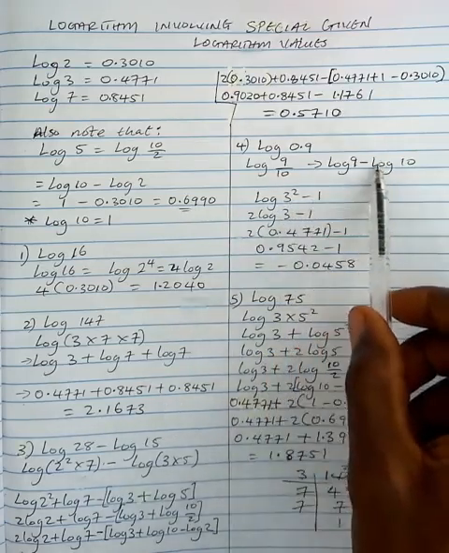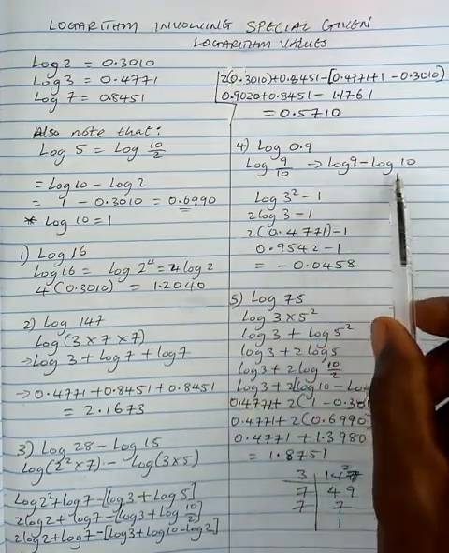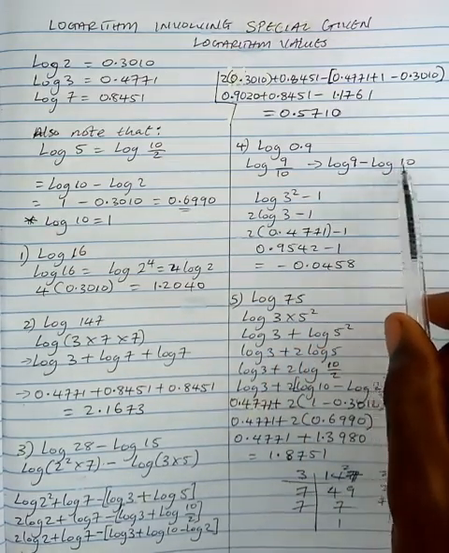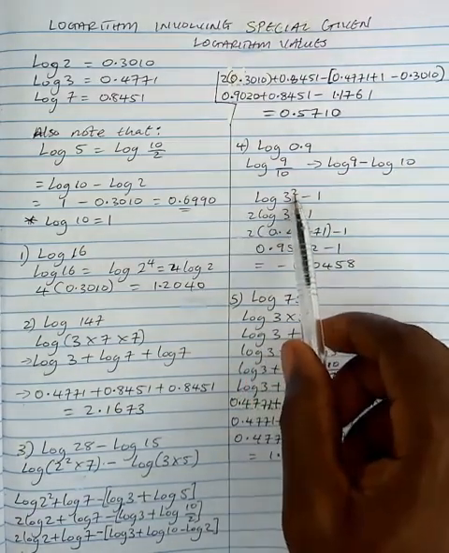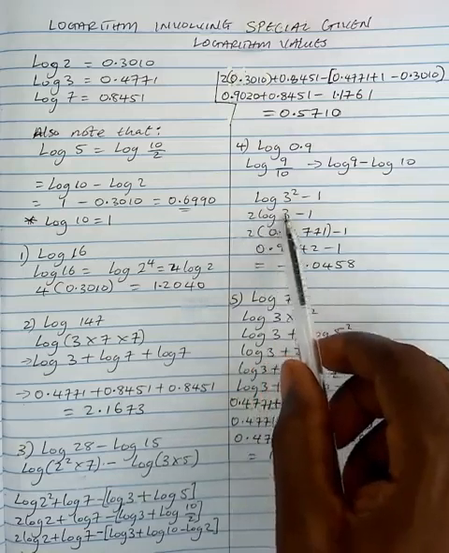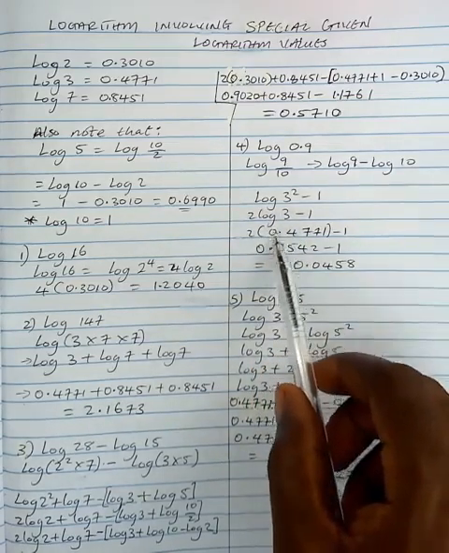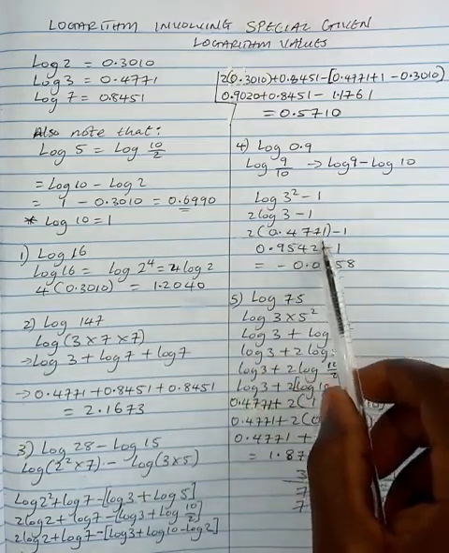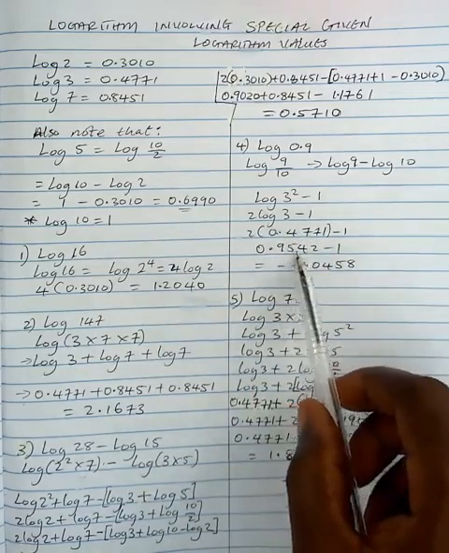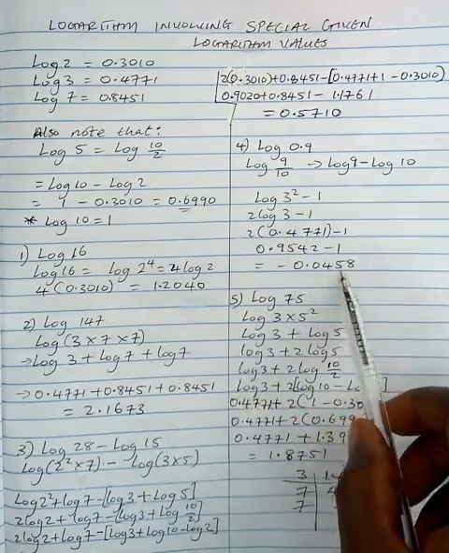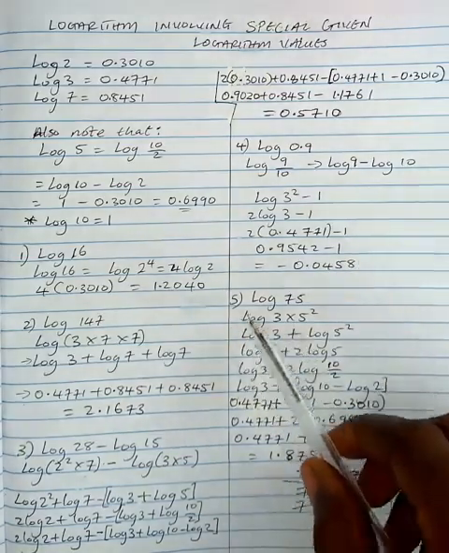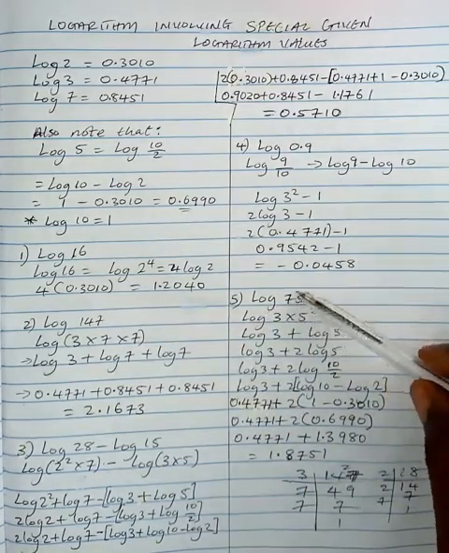So, minus logarithm of 10, of course, is equal to 1. Since there's no base, it's automatically base 10. So, logarithm of 10 to the base 10 is equal to 1. Now, this 2, as a power, multiplies this, we have 2 log 3. Now, log 3 is equal to 0.4771. 2 times this will give me this. Minus 1 will give me minus 0.04458.